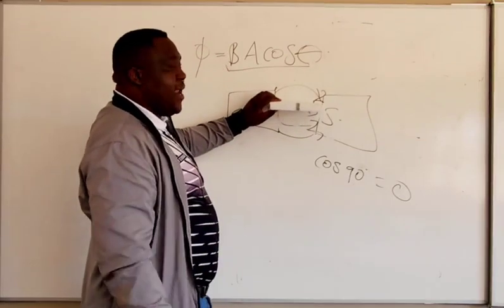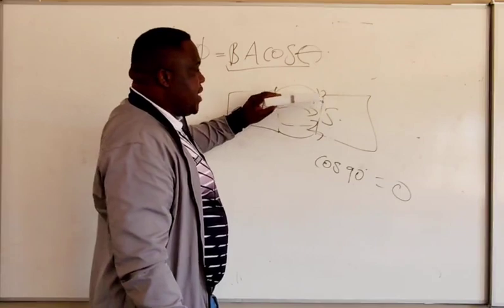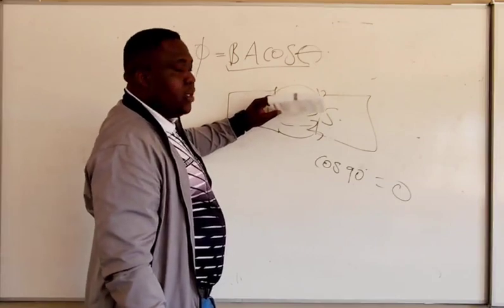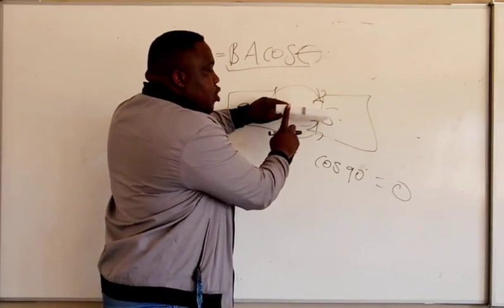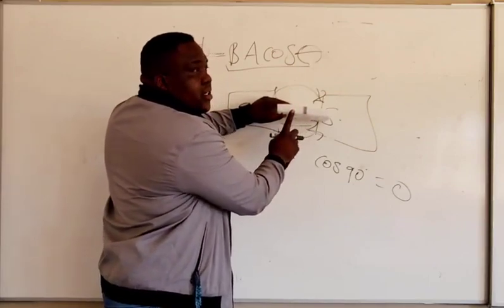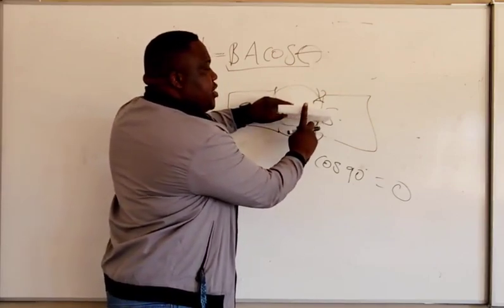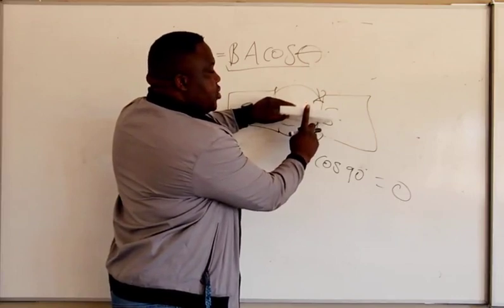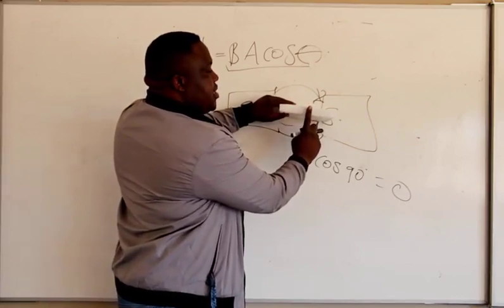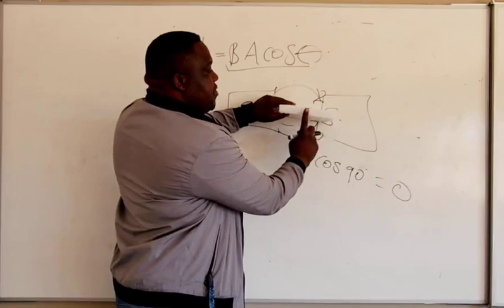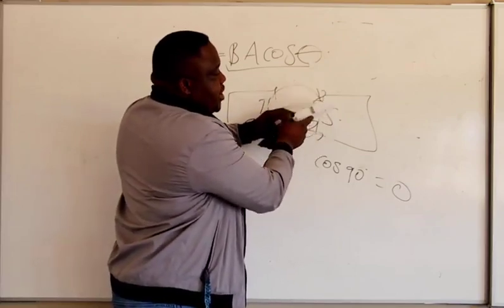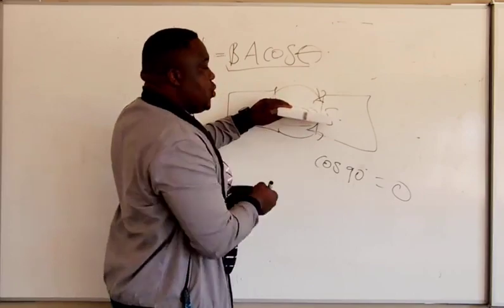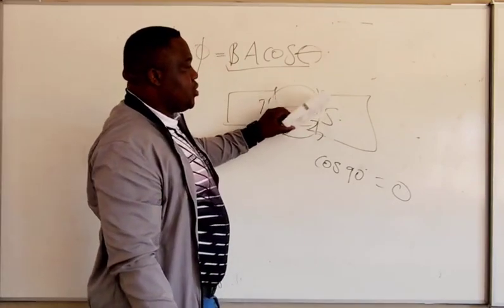So when the magnetic field is parallel to the loop, it means that the normal line is perpendicular to the magnetic field. This is the position at which the coil has turned. Look at what will happen.